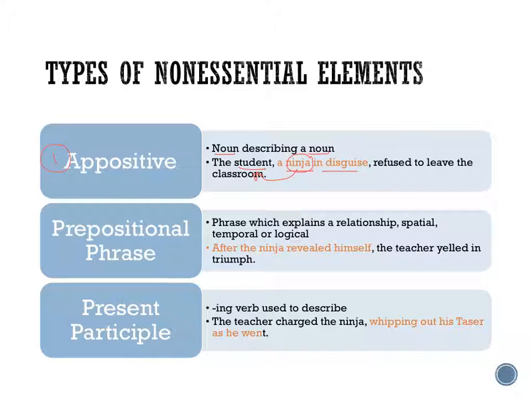A prepositional phrase is another type of non-essential element. And a prepositional phrase is a phrase which explains a relationship. And it could be spatial, as in terms of where things are in relation to one another. It could be in front of, behind, on top of, below. It could be temporal, when did things happen, before, after, during, and so forth. Or it could be logical, such as because.